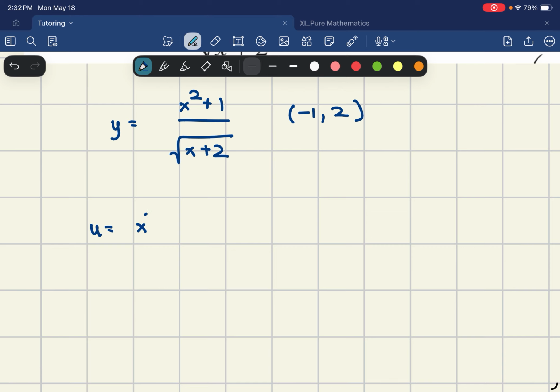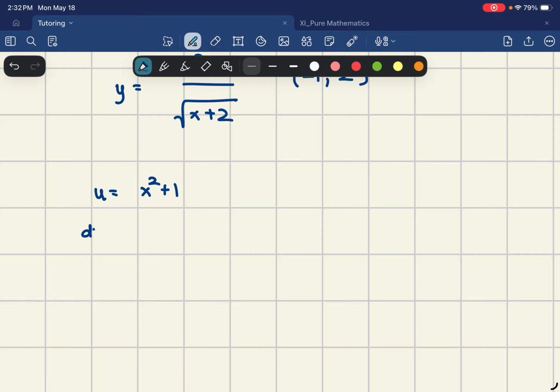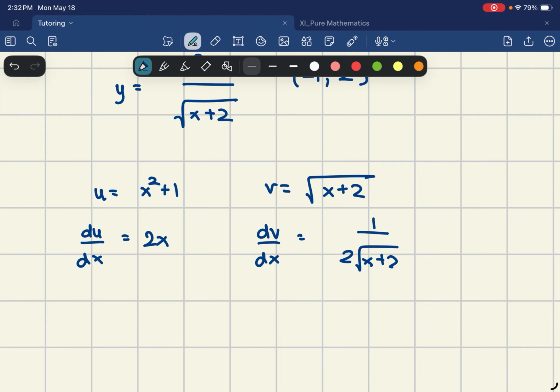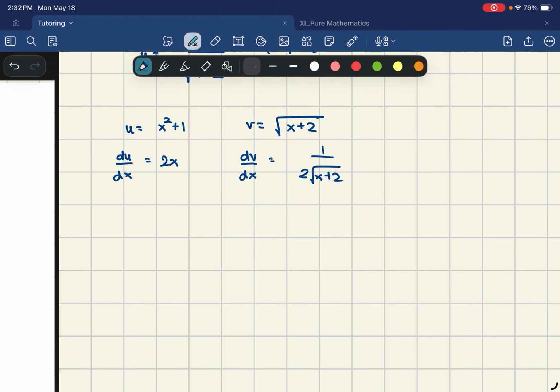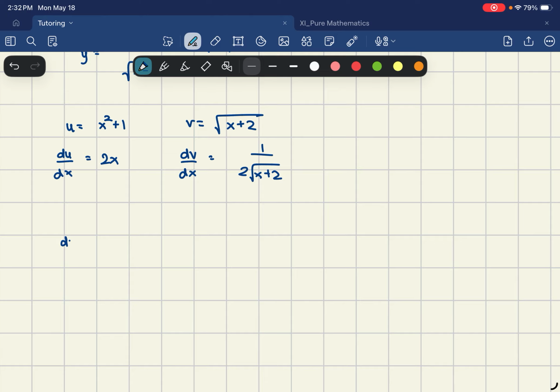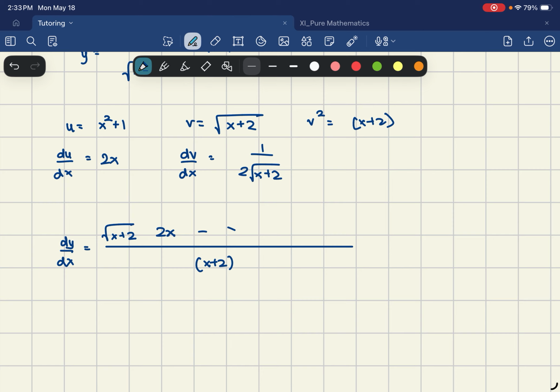So u is my numerator, x squared plus 1. du by dx is just 2x. v is my denominator, the square root of x plus 2. dv by dx is going to give you 1 over 2 square root of x plus 2. Now, I leave you to differentiate it on your own. So your solution, dy by dx, and v squared is just x plus 2. It's going to be v du by dx minus u dv by dx, all over v squared, right? So if you substitute everything, you're going to get this expression.